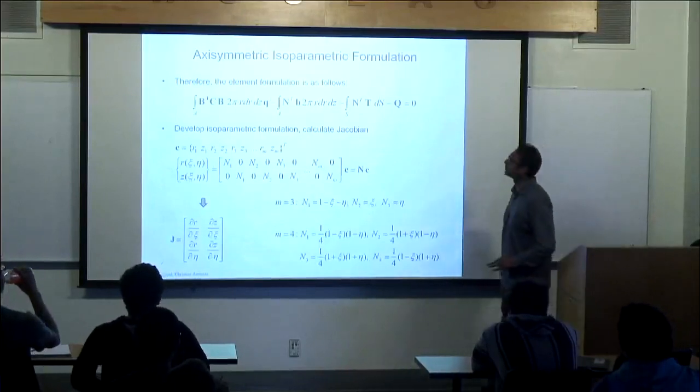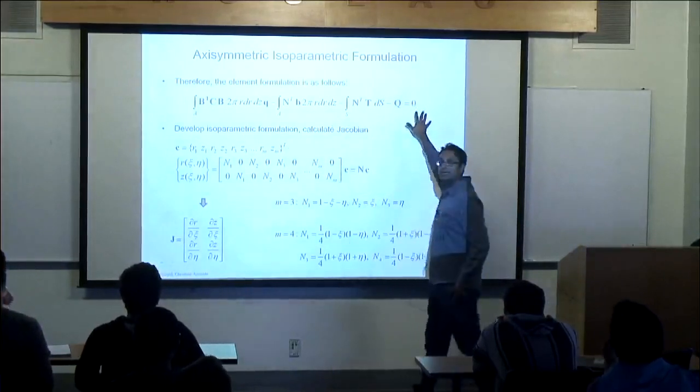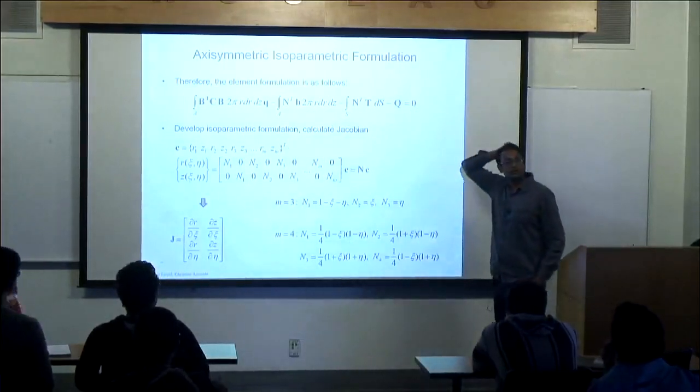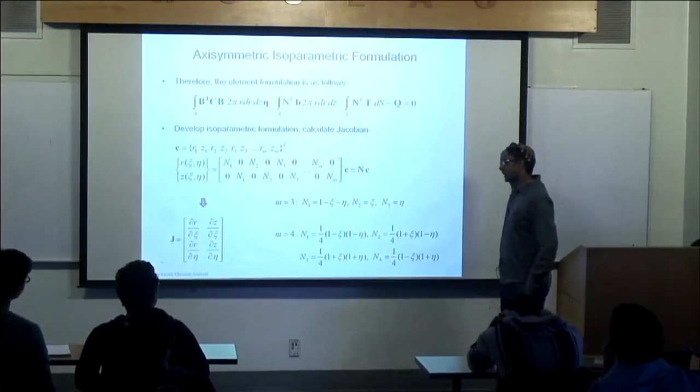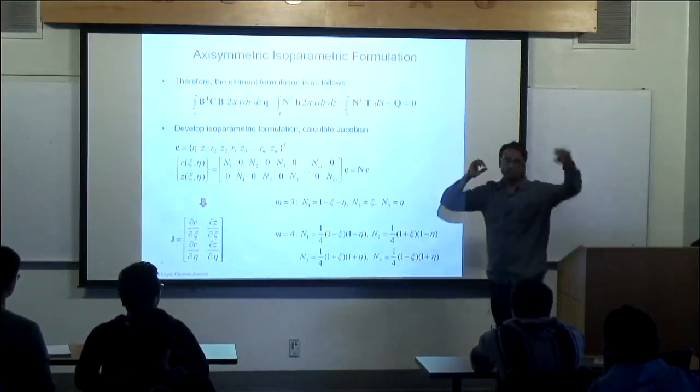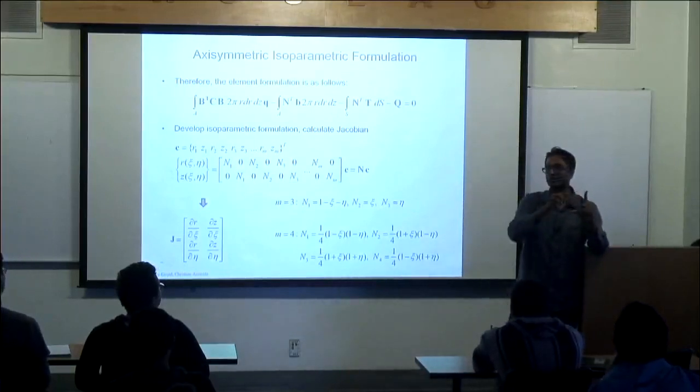Therefore, the element formulation is as follows. So you have this equation here. And now I'm going to go to isoparametric formulation because it's convenient. My book, for a triangular element for example, instead of using the R and S coordinate system, we don't want to do that.